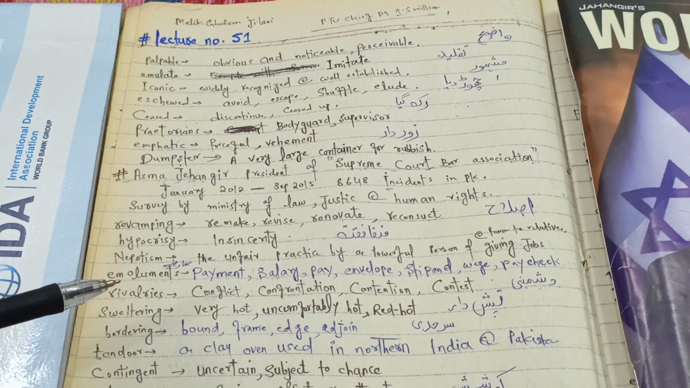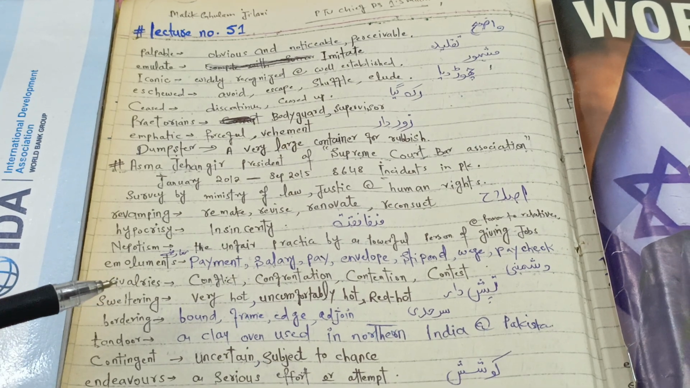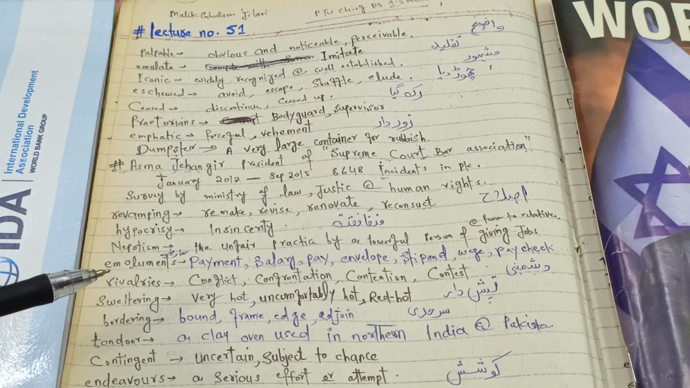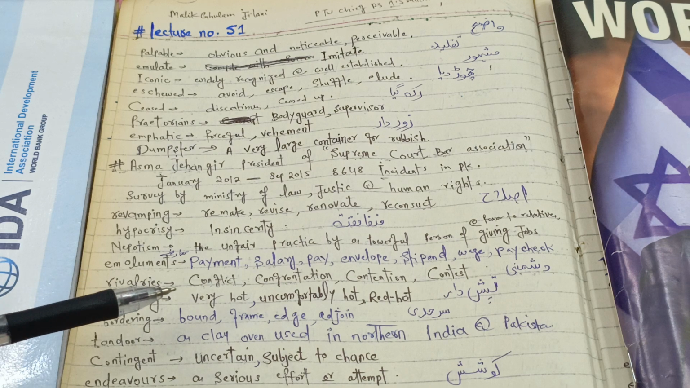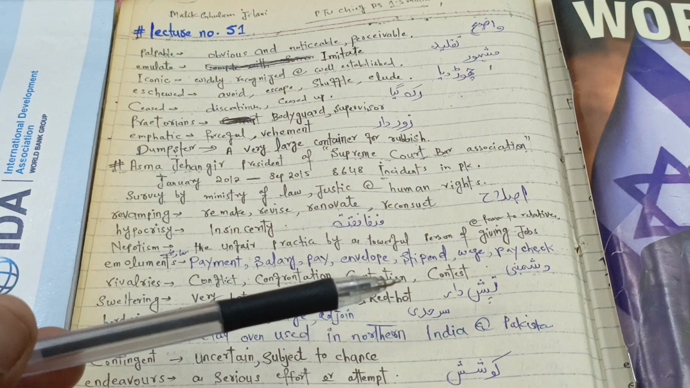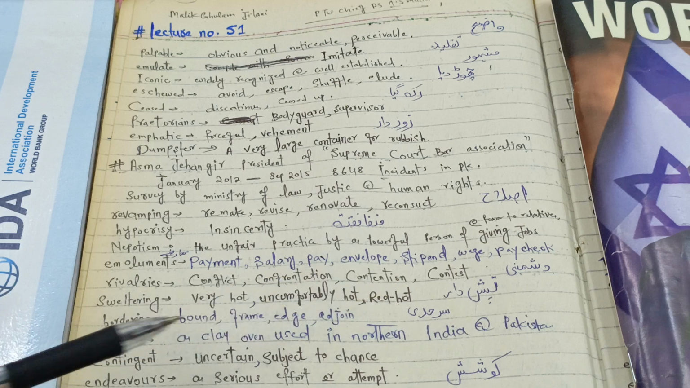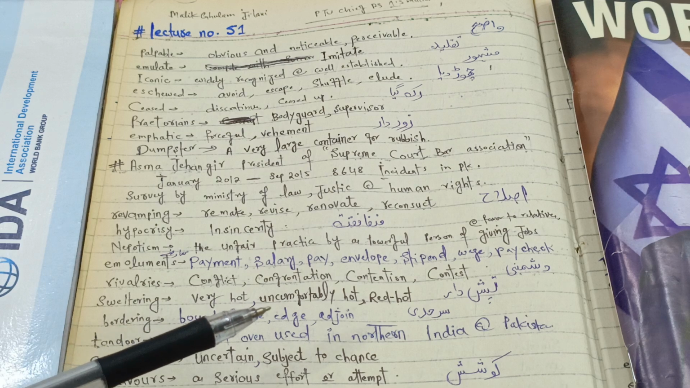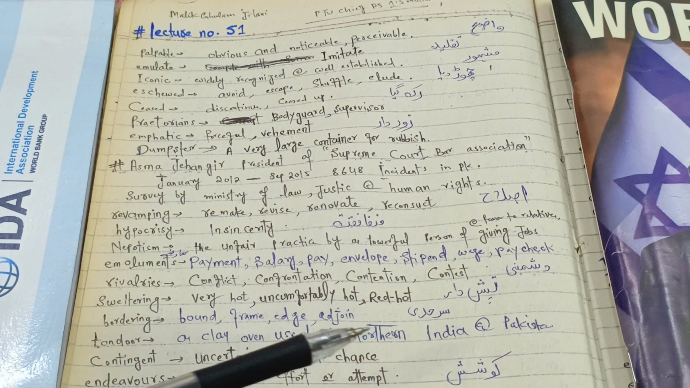Next one, rivalries, just like India and Pakistan, UK and US, which was in a colonial time, are just like UK and Australia. So in that time, these countries were rival of each other. So conflict, confrontation, contention, contest, dushmani. Next one, sweltering, very hot, uncomfortable, or red hot.